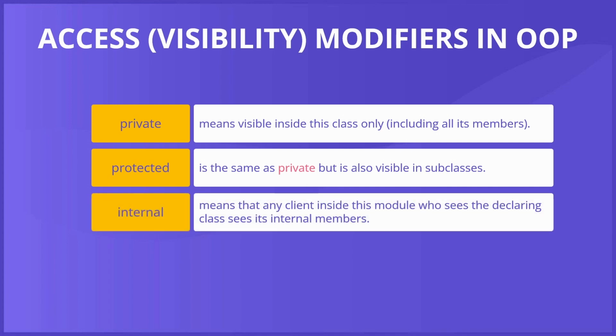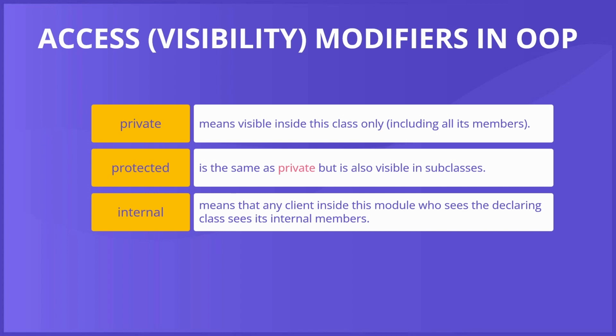The third one is internal. So the internal visibility modifier means that the member is visible within the same module. More specifically, a module is a set of Kotlin files compiled together, such as an IntelliJ IDEA module, or a Maven project.